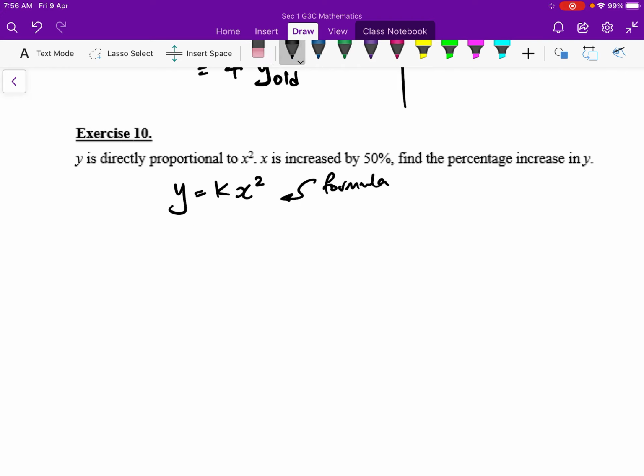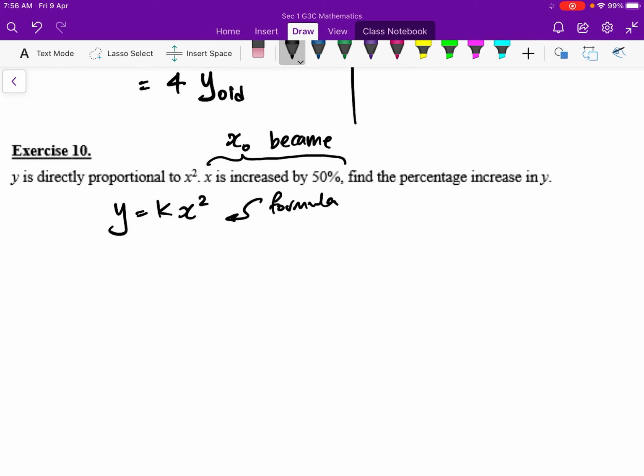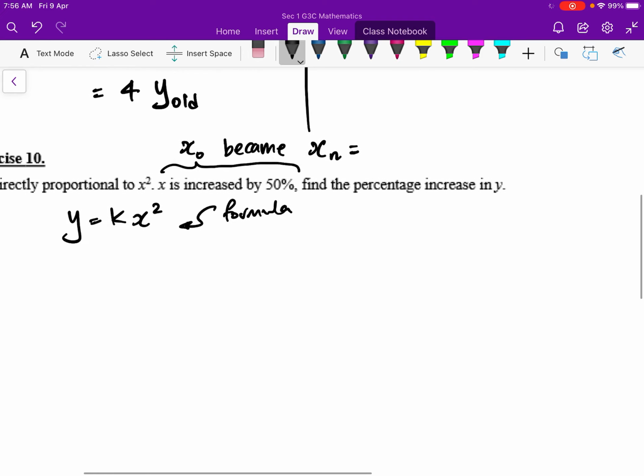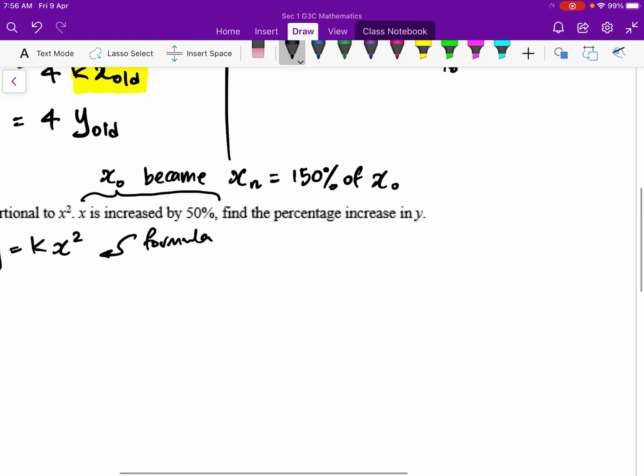Okay, so let's continue. x is increased by 50%. So over here, this tells us that there is an original value of x, which I call xo, that increased by 50%. When something increases by 50%, the final value is now 150%. So the final one will be x new, which is equal to 150% of xo. Now, all these parts are a lot to write. You don't have to do that. Straight away in your mind, you should have the ability to say that xn is just 1.5 xo already.